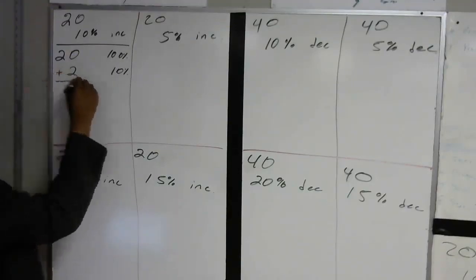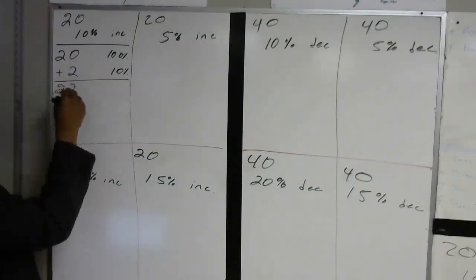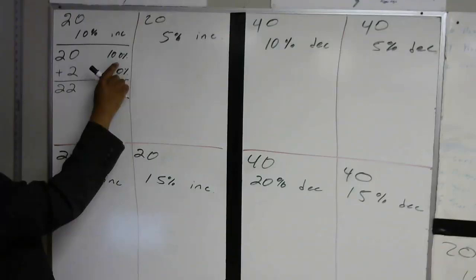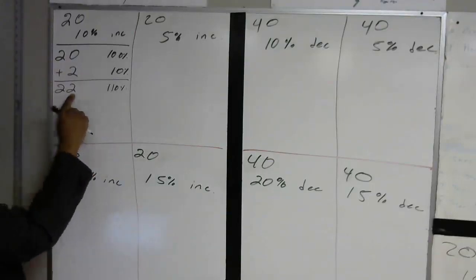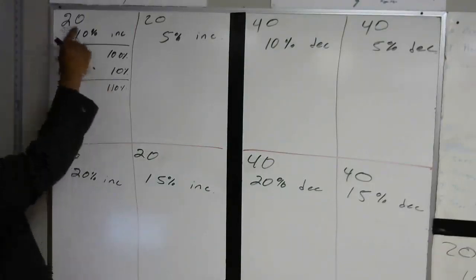So let's increase it. We get 22, and 100 plus 10 gives us 110. So 22 represents 110% of the original 20.